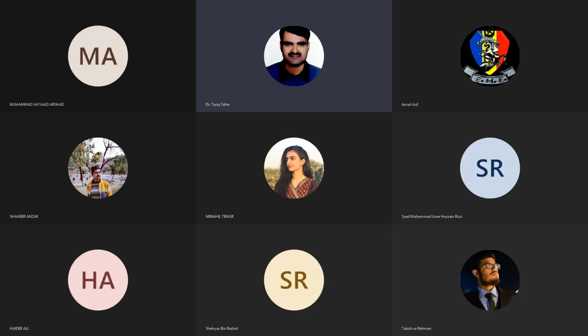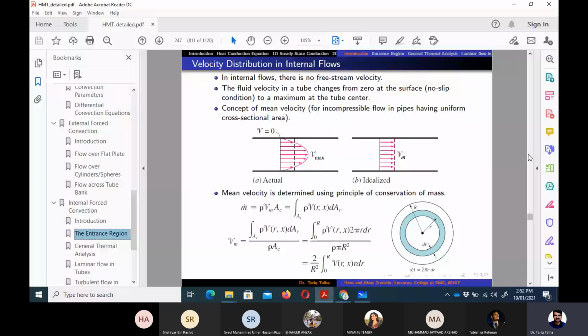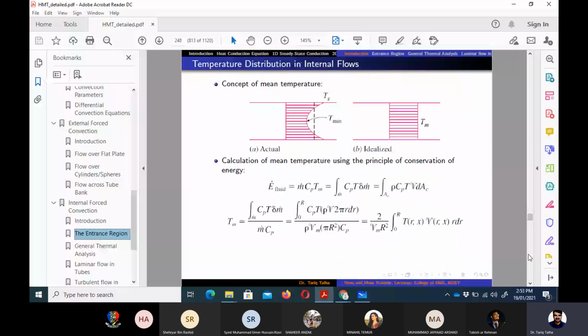Internal forced convection. First of all, we discussed the concept of mean temperature and mean velocity. Mean temperature is a uniform value of temperature which would produce the same energy flow rate at a cross section as the actual velocity profile, which is shown by the inverse parabola here. The relation involves the temperature distribution as well as the velocity distribution.